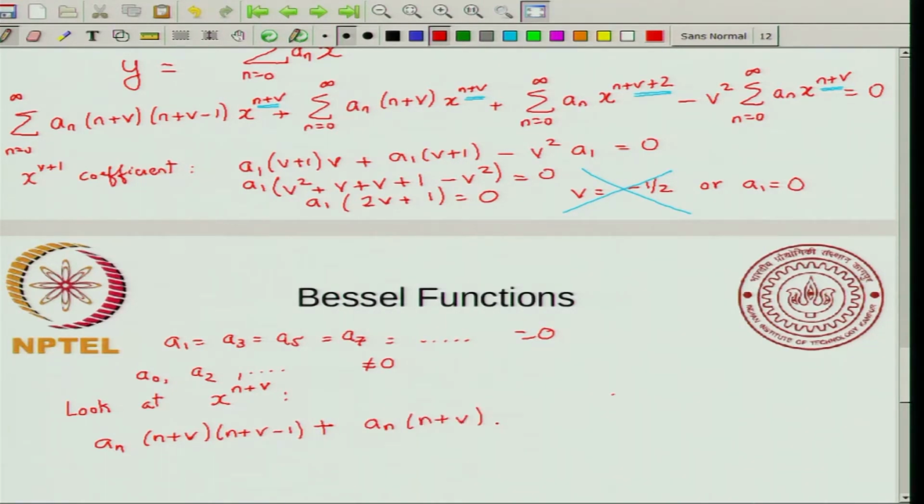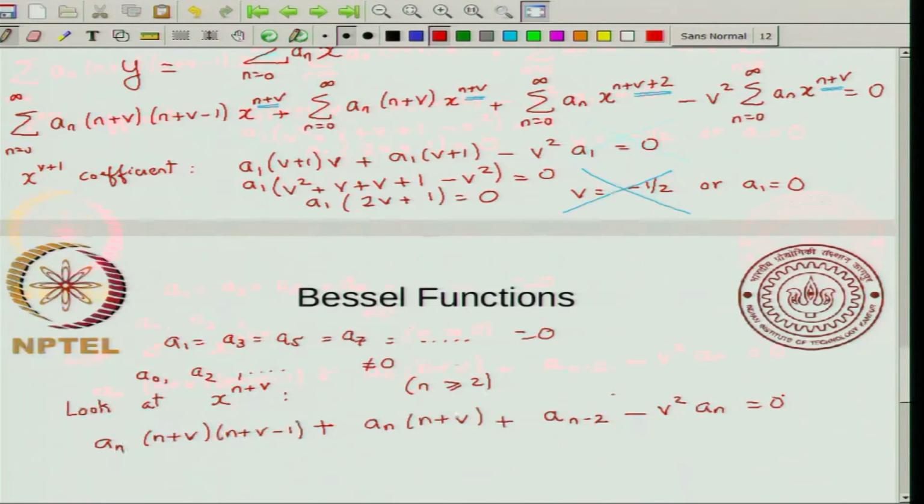From the third term, in this case you can have n plus v, where n is greater than or equal to 2. So, you will get a raised to n minus 2. That will be the coefficient of x raised to n plus v. If you want n plus v, then you have to have a of n minus 2. Then this will be n minus 2 plus v, so that is plus 2, so that is n plus v. And then you will have minus v square a n equal to 0.